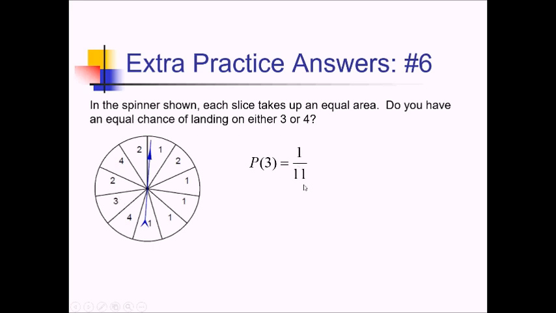Now for the probability of a 4, again, we have something over 11. And for 4s, we have 1, 2 of them here, so that's 2/11. So although these are pretty close, 1/11 and 2/11 are not the same number. So this is a no, we do not have an equal chance of landing on either of those numbers.